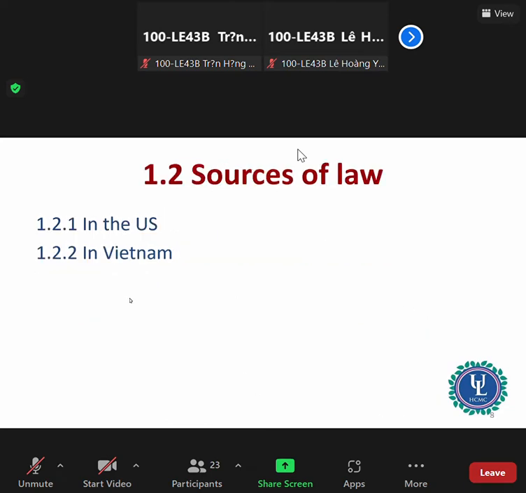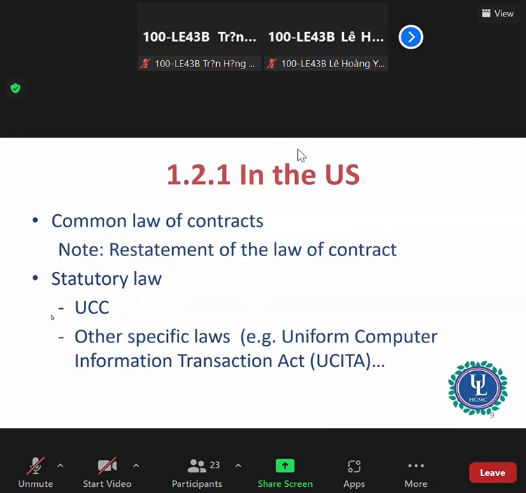Statutory law, right? Sorry, we have here the UCC, which is the Uniform Commercial Code, right? Okay, the Uniform Commercial Code. By looking at the name, what do you think the UCC is? What is the Uniform Commercial Code based on the name itself?